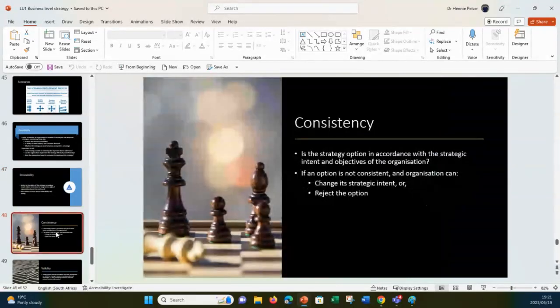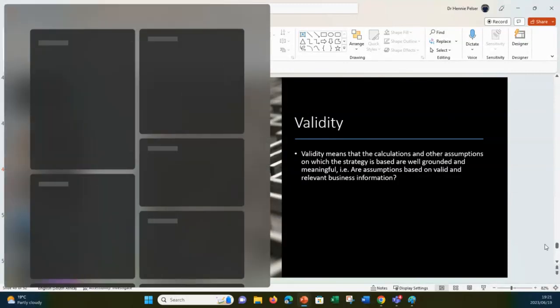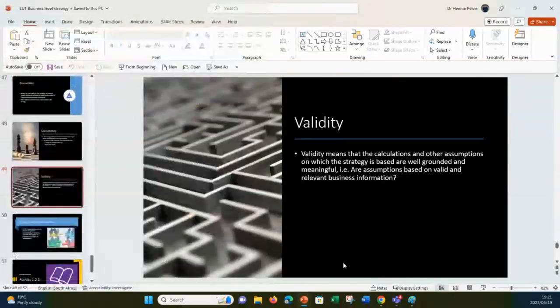And then consistency. In terms of consistency, it's about being in line with your vision and your mission and your strategic intent. And validity, that the strategy is in fact based on information that from a statistical perspective can be analyzed, is valid. The assumptions that we use as the basis for our strategies actually make sense in terms of the real world. So no real dramas there.